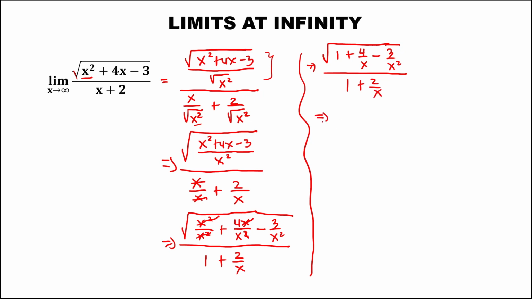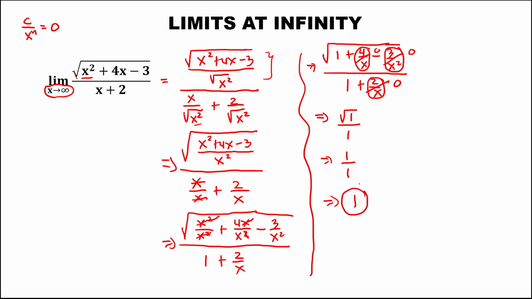Then for these limits at infinity, a constant over x to the power n is equal to 0. So the constant over x is 0. The remaining is the square root of 1 over 1, and the square root of 1 is 1, over 1. So therefore this limit is equal to positive 1.